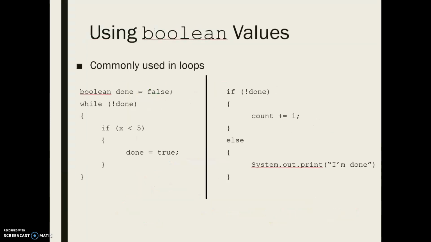Now, when we use our Boolean values, it's very common practice within our loops. Instead of saying, for example, if done equals true, that's kind of silly because a Boolean by nature evaluates to true or false. We can just say if done. Or in this case, we can say if not done. So as long as something is not done, as long as the not of false equals true, continue doing this.